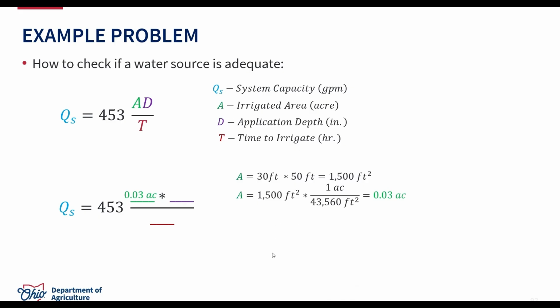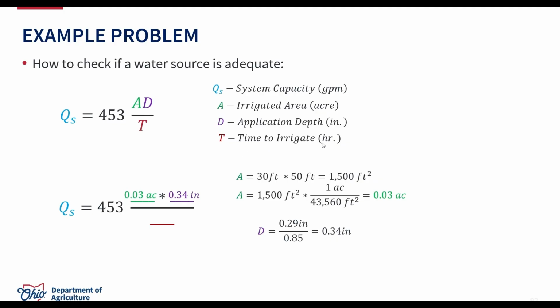So our application depth, we're going to take that 0.29 inches and assume a system efficiency of 85%. So our net application depth is actually going to be 0.34 inches. So we'll go ahead and fill that in here. And here you can use 90% efficiency if that makes you more comfortable. I'm just going with the 85% since that's our minimum system efficiency that we would need to have.